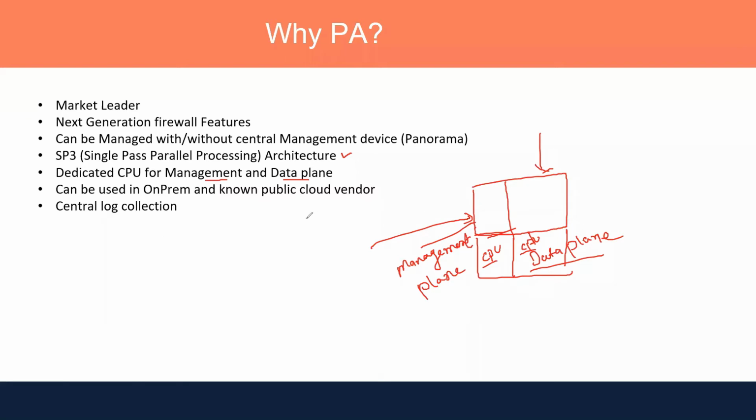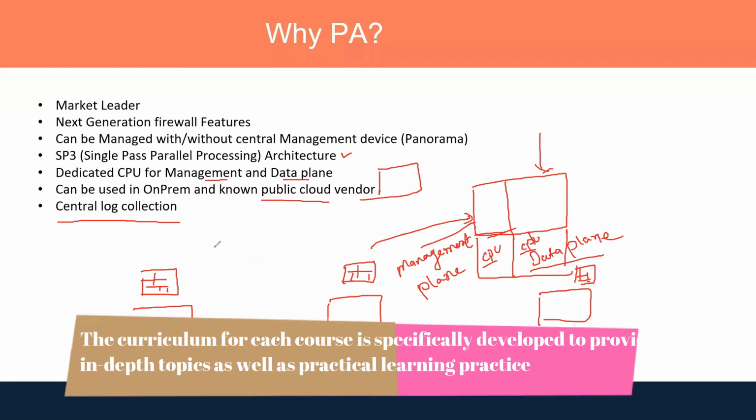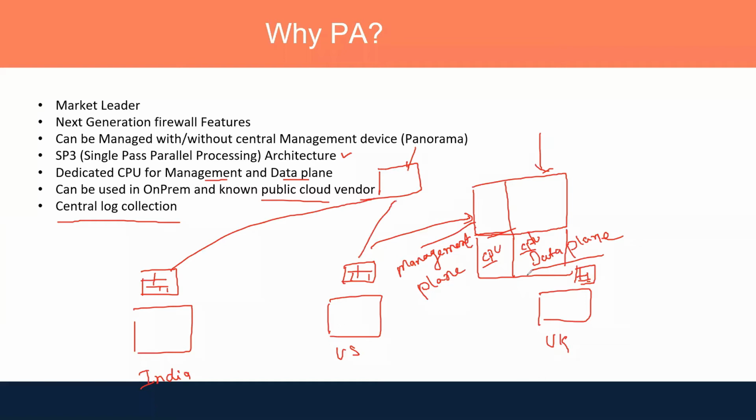You can use this firewall to protect your on-premises network, and also your cloud network. That means you can deploy this firewall on the cloud as well. Also, the Palo Alto firewall can send logs to a central location. So if you have multiple firewalls in different locations, India, US, or UK, with a separate gateway protecting each, all these firewall logs can be sent to a central location, maybe the Panorama you have placed in the US. All the gateways can send the logs to the Panorama device.